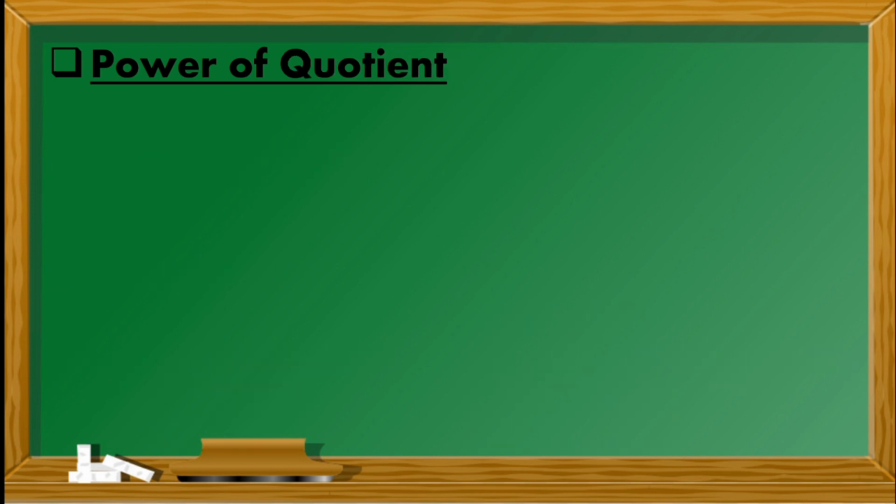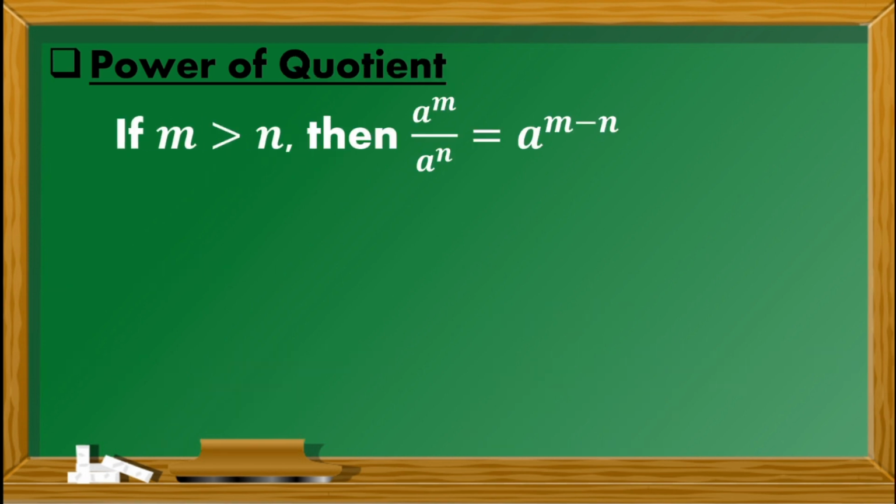Next is power of quotient. Sa power of quotient, if m is greater than n, then a raised to m over a raised to n equals a raised to m minus n. Ganito lang daw ang gagawin. Kapag yung si m ay mas malaki kay n, or yung m natin ay yung exponent sa taas.